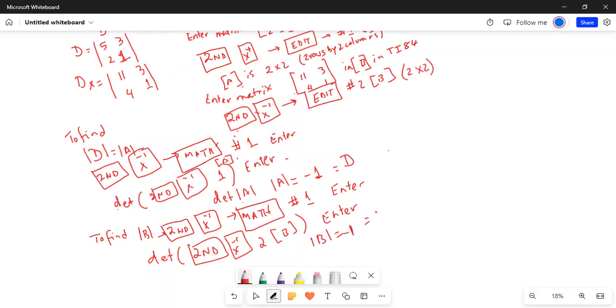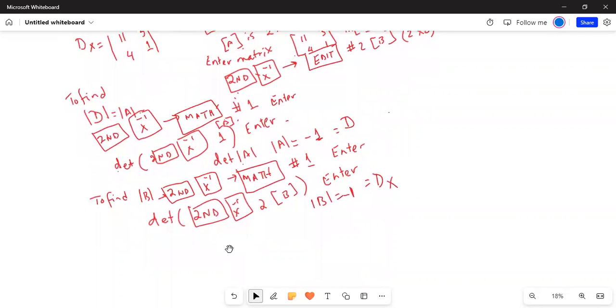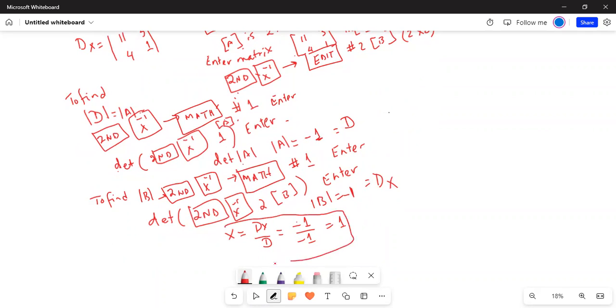So what is x? Remember, that is equal to dx. Therefore x is equal to dx over D, which is equal to -1 over -1. So x is equal to 1. This is one of the solutions. Now we have to solve for y.